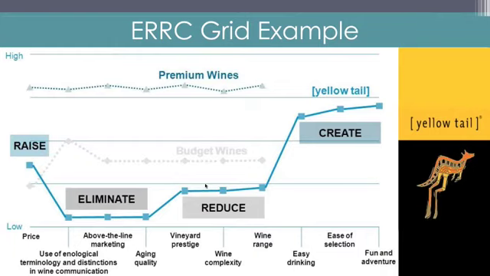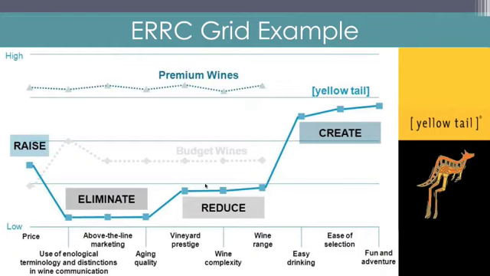They eliminated the jargon that intimidates people who aren't in the wine industry. So they got rid of all that, and they use really simple terms to describe things. They got rid of all the above the line marketing, so all the high-end advertising, TV, radio, or print advertising, all that sort of stuff. They stopped all that and kept their costs low.